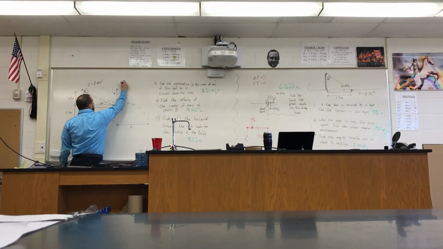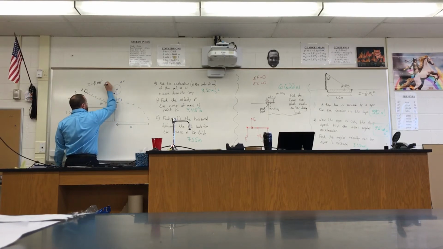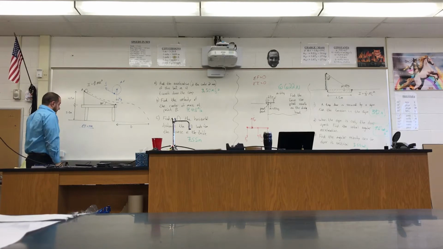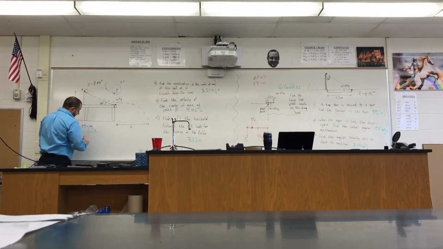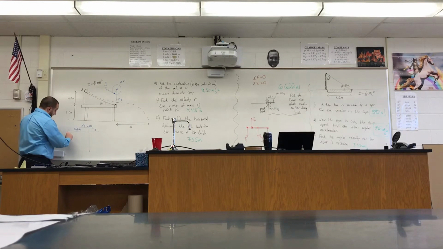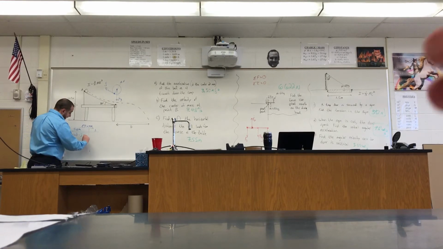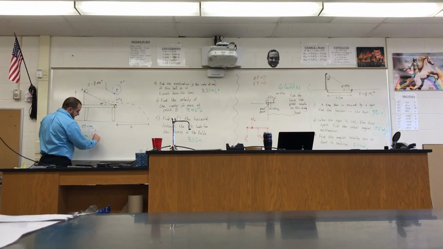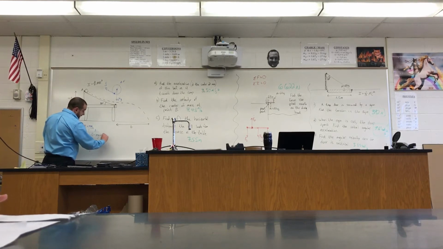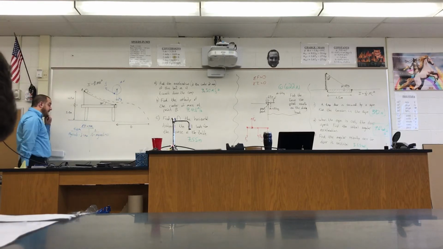mg normal friction. So I'm going to use my direction of motion, my perpendicular. The direction of motion, I have mg sine theta minus friction, that equals ma. This direction, I have normal minus mg cosine theta equals 0, but I won't even need that.